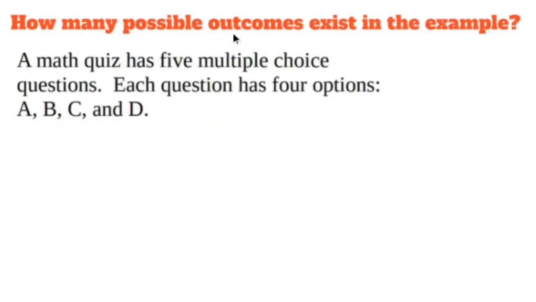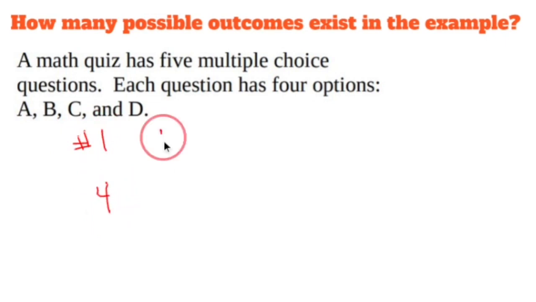How many possible outcomes exist in the example? A math quiz has 5 multiple choice questions. Each question has 4 options, A, B, C, or D. Let's do a little fundamental counting principle. When you have several things going on, you use the fundamental counting principle, which means you multiply. So question number 1, how many options do I have?